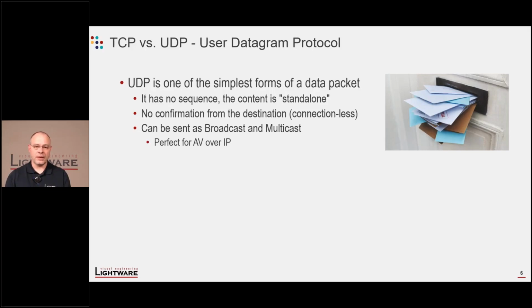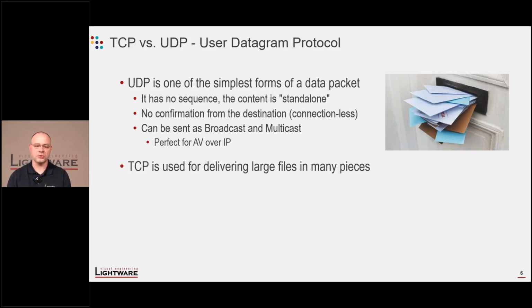And because there are no multiple packages going on, there is no sequence number in it. So we don't have to make sure that the letters arrive in the correct order. And because of this, we don't need to trace and track where the package is. So we don't need a connection. Like we drop it in the post box, we don't actually talk to people, we just drop it in, and therefore we call it a connectionless communication. And because of this, we can use this communication to multicast and broadcast messages. And this is why it's perfect for AV over IP.